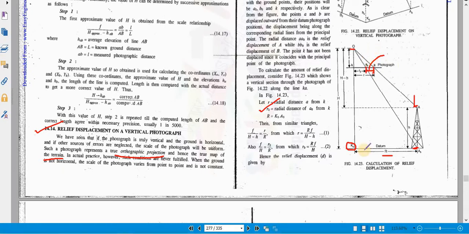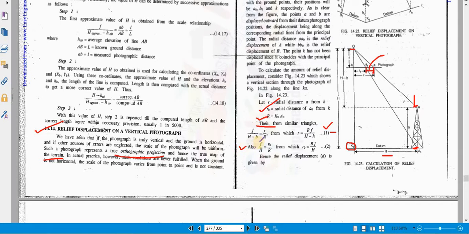Sometimes it is required to calculate this relief displacement. And capital R is given by what? KO into your AO. Then by using similarity of triangles, F equals to what? Capital H by small h equals to what? R by R. So the scale formula, F equals to what? Capital H minus small h, this height by your focal length equals to what? R by capital R, from which the equation number 1, if you have to calculate R only, the formula will become R into F by capital H minus h. This is the first equation.